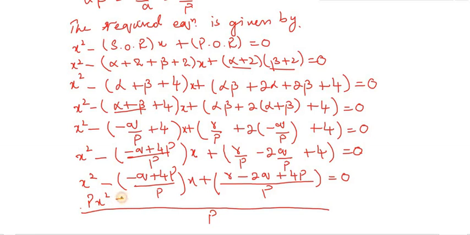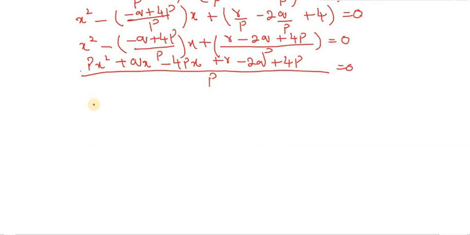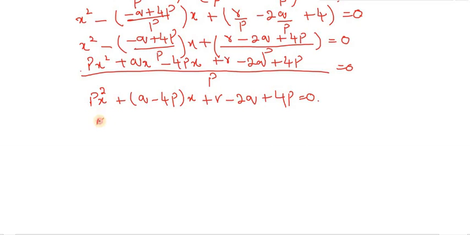So we take p as LCM: p x square plus q x minus 4p x plus r minus 2q plus 4p is equal to 0. That is, p x square plus (q minus 4p) of x plus r minus 2q plus 4p is equal to 0, which is the required equation having roots alpha plus 2 and beta plus 2.